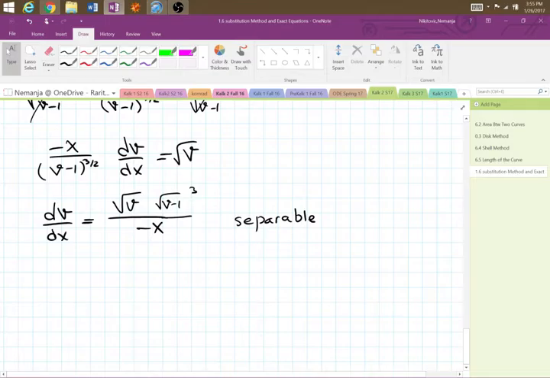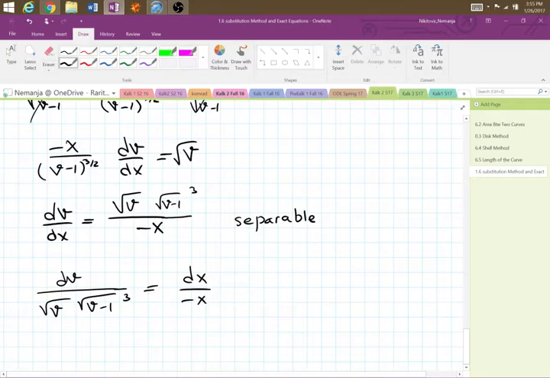Right, cool. So now I have dv divided by (root v minus 1) cubed is equal to dx over negative x. The right hand side is easy, right? It's negative ln x. What are we going to do on the left? So how do we integrate that?